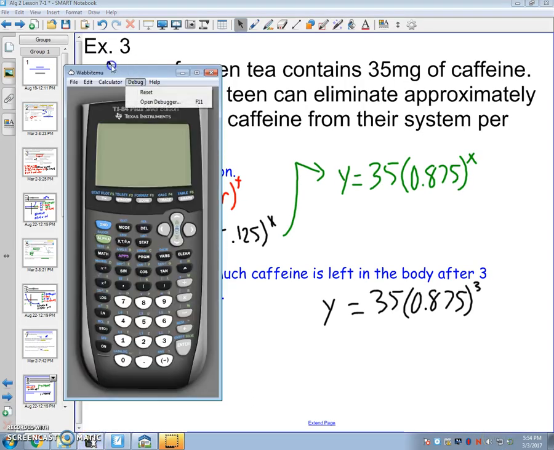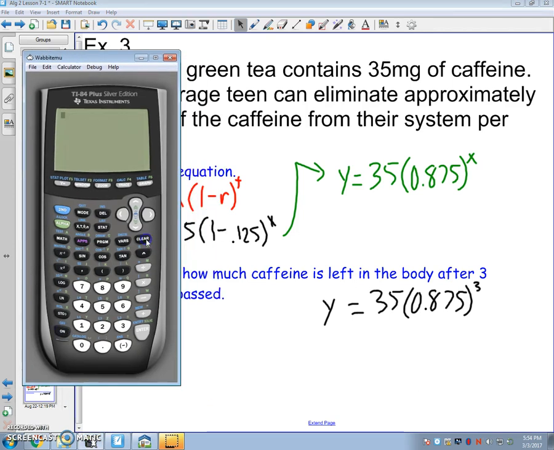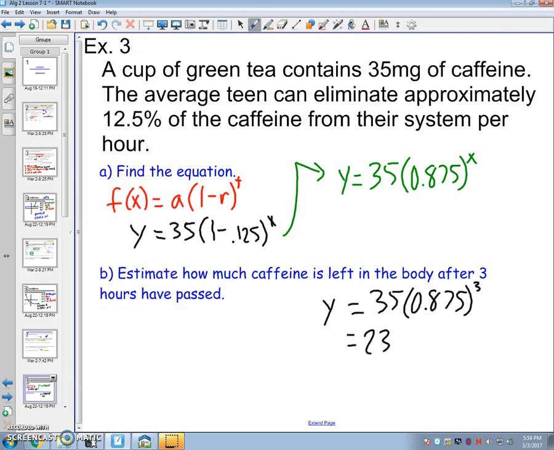So if it started out with 35, let's see how much is left over. 35 times 0.875 to the third power. There's 23.44 left. 23.44 milligrams left. All right, so after 3 hours, we went down to about 23.5. So the teen got rid of 11.5 milligrams in 3 hours. Now, the next 3 hours isn't going to do that much. It's going to be less because there's less of it to decay.